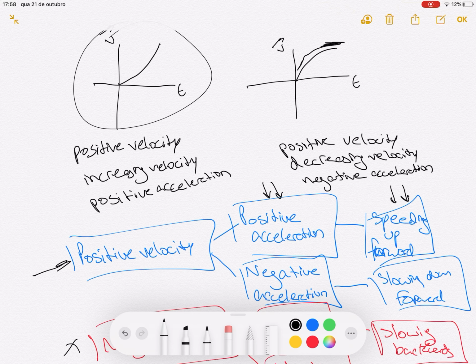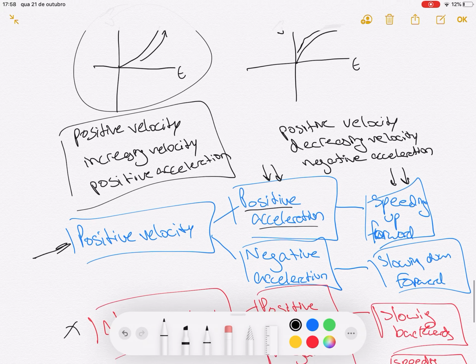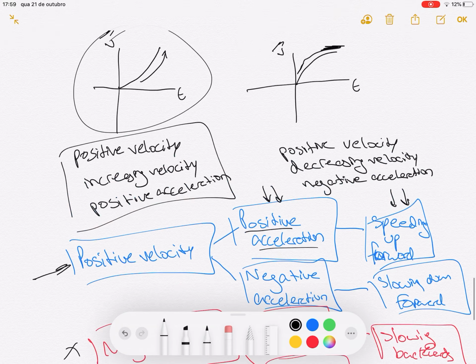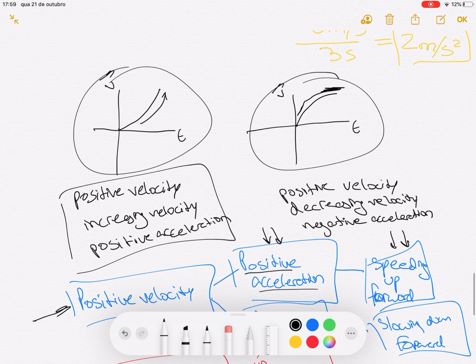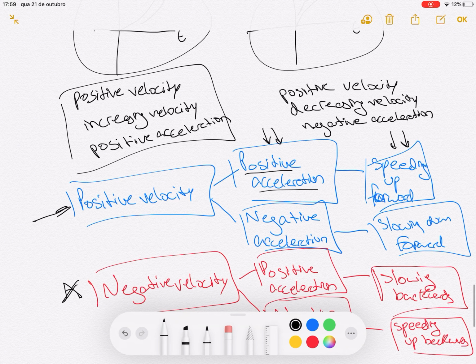So, is the object speeding up forward? Well, in this case, yes. And so, that means there is positive acceleration. So we can write those three characteristics here. And increasing velocity means the car is speeding up forward, basically. And so, for this graph, is the velocity positive? Yes. So we still don't look at this one. We look at this one.